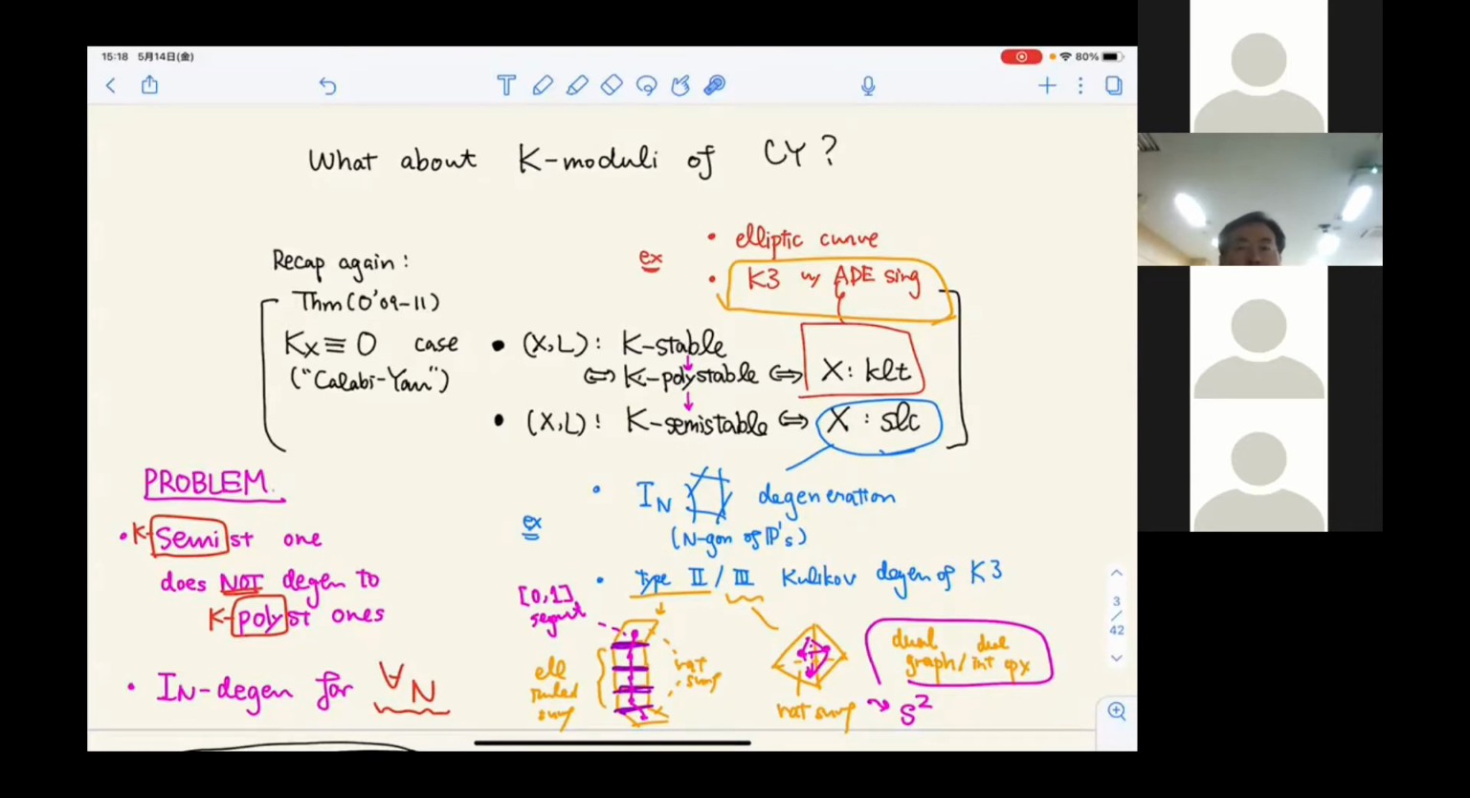One could say that it should be I1, which is just a rational nodal curve. But you can also degenerate differently. If you consider an elliptic curve as a cubic curve, then it is also natural to degenerate to three lines, which is I3. So there's ambiguity of N. Yeah, so this is a bit subtle problem.